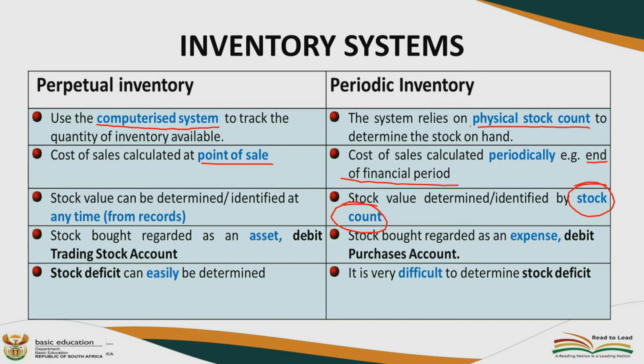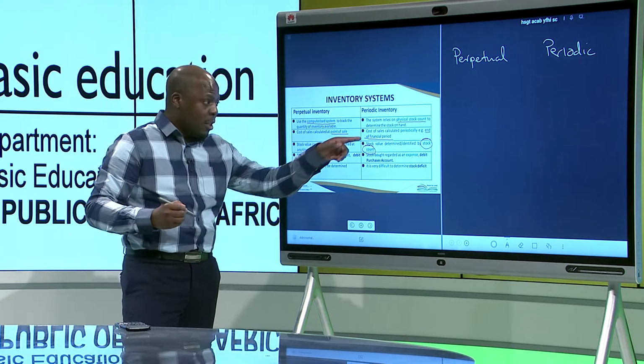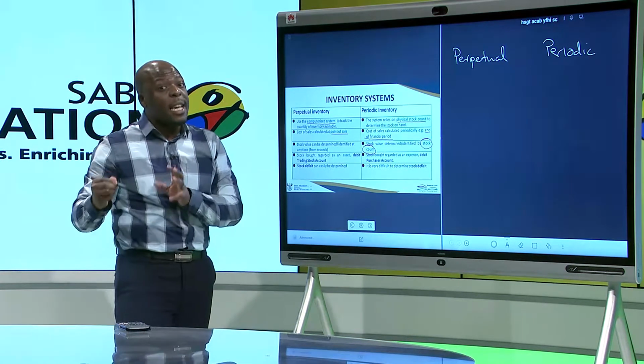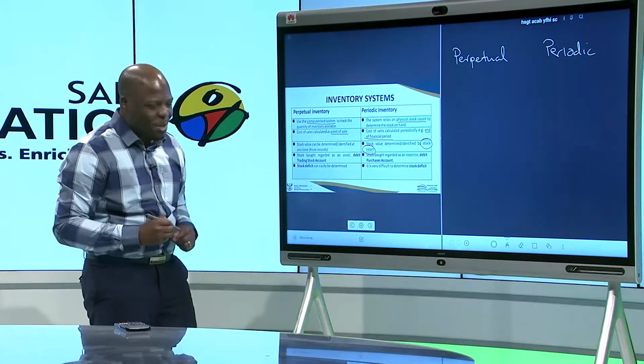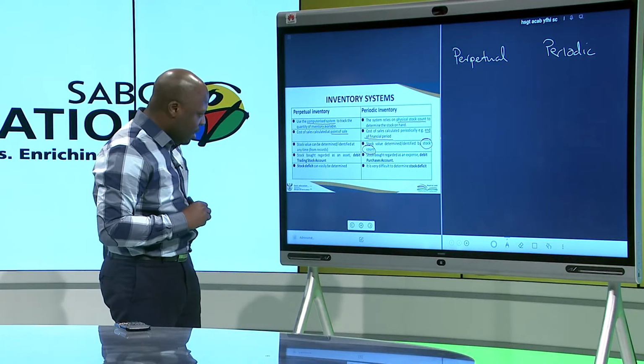What is a stock count? This is what happens when you go to the shops. At times you find they've closed down the shop and they say that they're busy doing stock taking, that is the stock count. So using the periodic inventory system, you need to do the stock count to determine the stock that you have in the business.